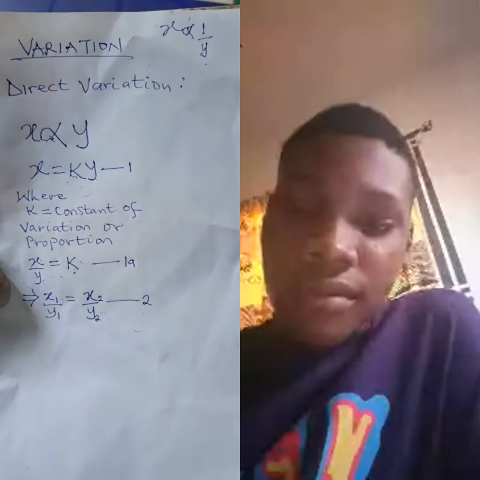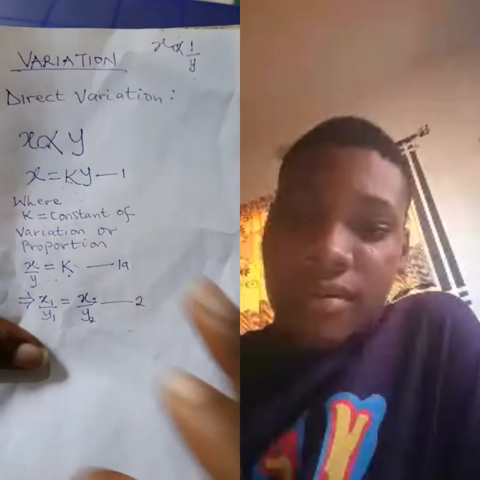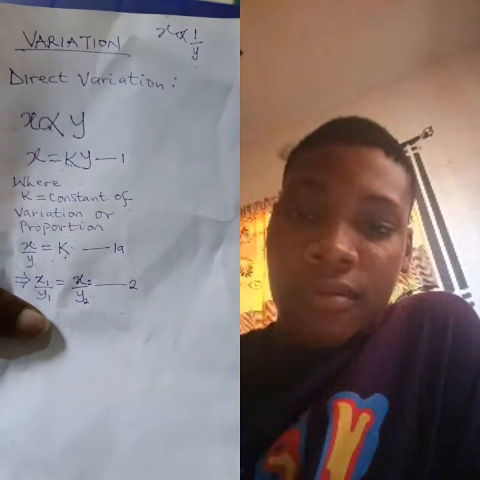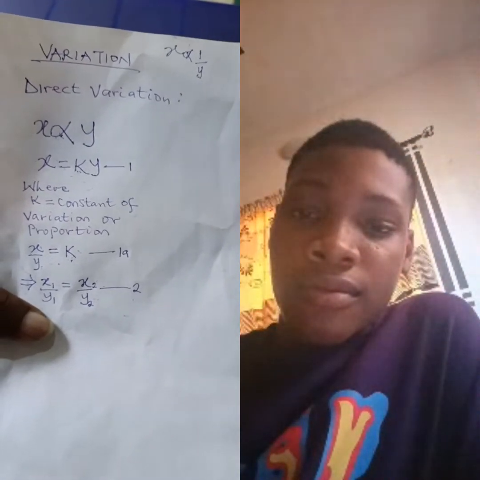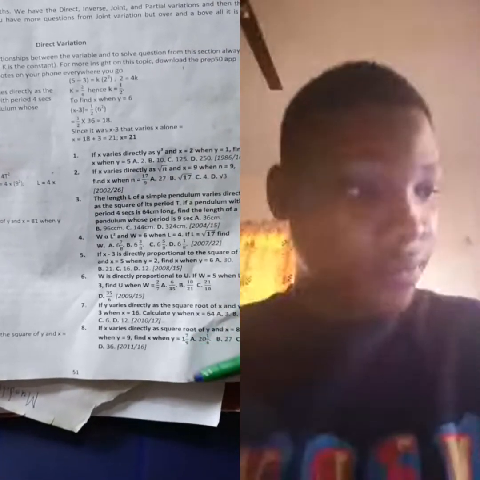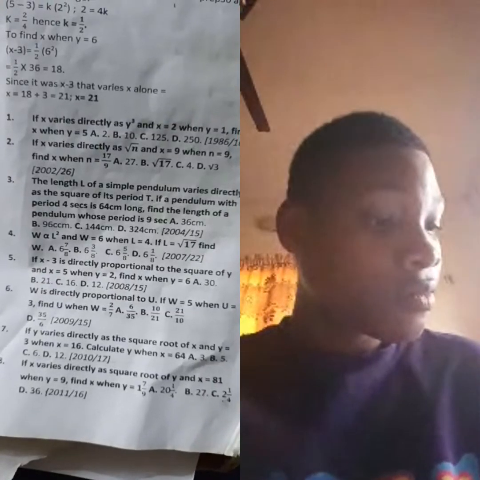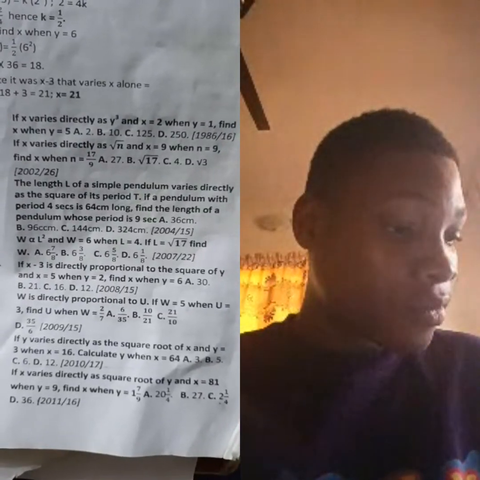Let's now focus on our direct variation. We are done explaining the things you need to know. Let us pick some JAM questions. Are you ready? So I have this JAM question I'd like us to look at. This is 2011. I am going to dictate the question. Can you see it?